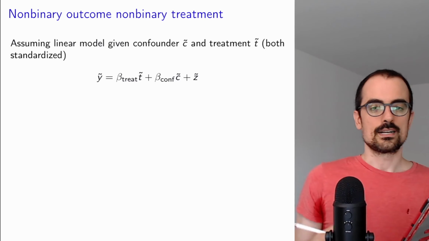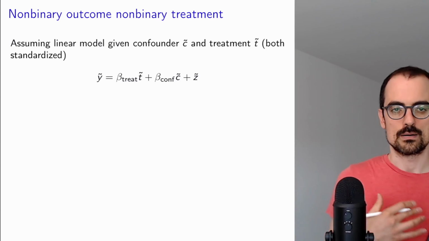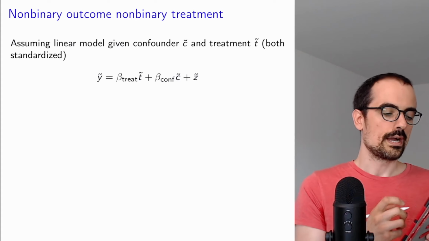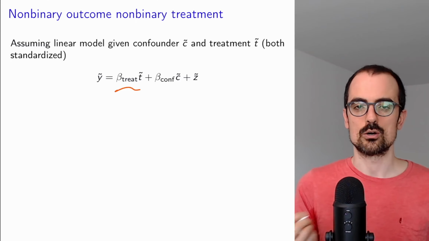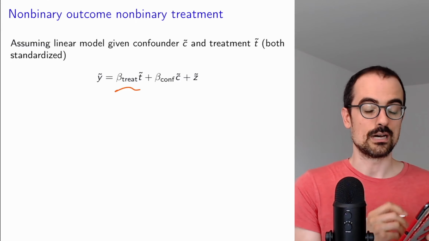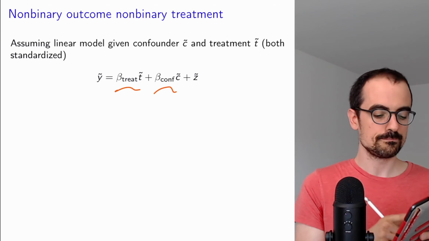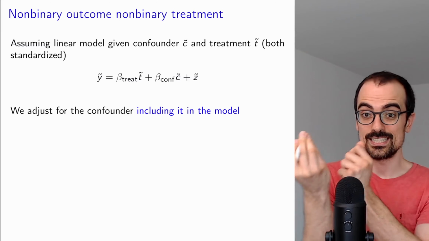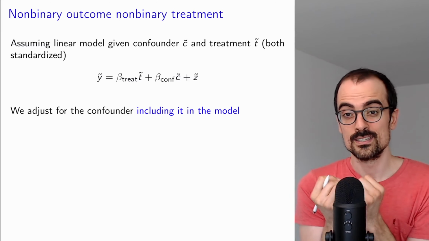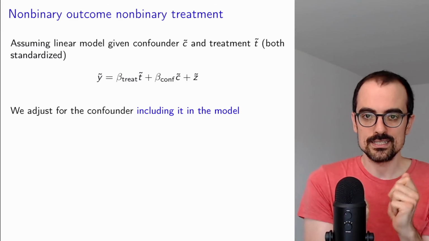And finally, let's take a look at the non-binary outcome, non-binary treatment case, where we're assuming a linear model where there's a linear relationship between the outcome and the treatment, and also between the outcome and this other confounder. And the way we can adjust for it is, again, taking it into account, if you want, conditioning on it in a way by including it in the model.